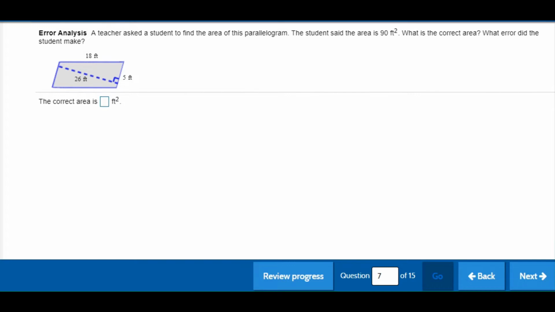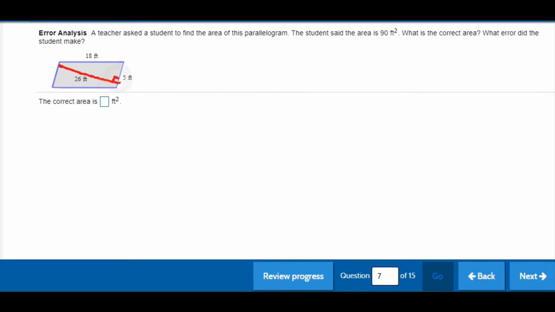So we're moving on to number 7, the error analysis question. A teacher asked a student to find the area of a parallelogram. The student said that the area is 90 feet squared. What is the correct area? What error did the student make? So remember, a parallelogram is just a rectangle that's been shifted to one side. So if you decompose, well, you can decompose it anywhere. So we decomposed it right here.